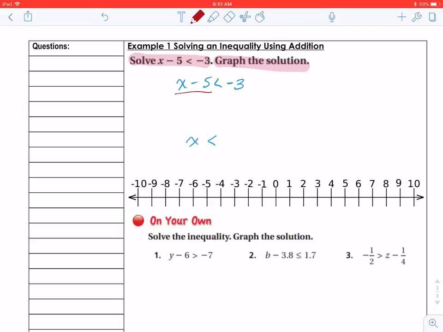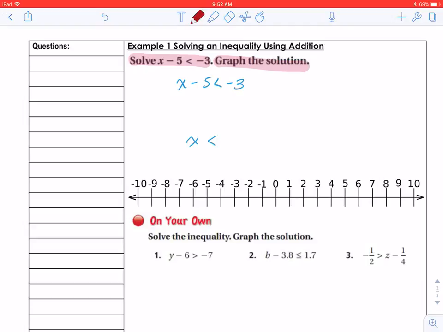So as you can see here, this x minus 5 is going to change to just an x. And then now we got to figure out what do we need to do to x minus 5 to change it to x? And what is going to happen to negative 3 when we do something to the left side? Because whatever we do to the left side, we have to do to the right side. So let's solve that out.